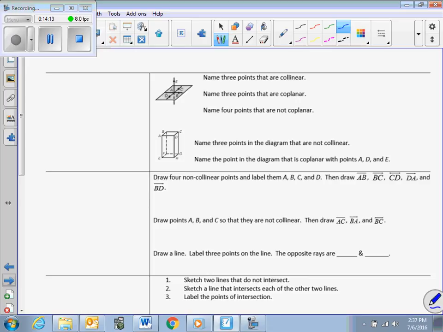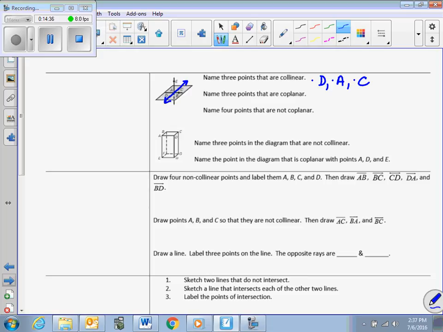All right, let's look at these examples here. Name 3 points that are collinear. Well, that means they've got to be on the same line, right? So I can see that D, A, and C, and these are all points, of course, point D, point A, point C. Those are all on this line right here.